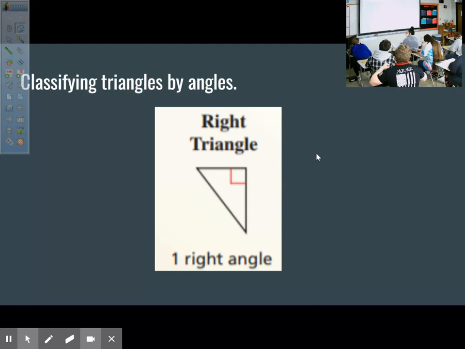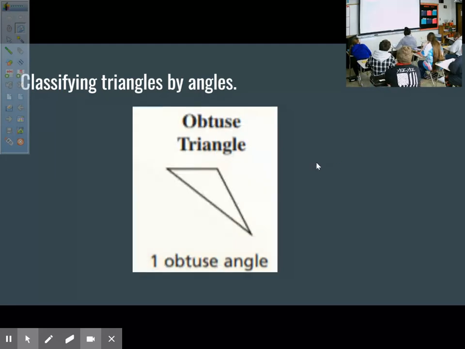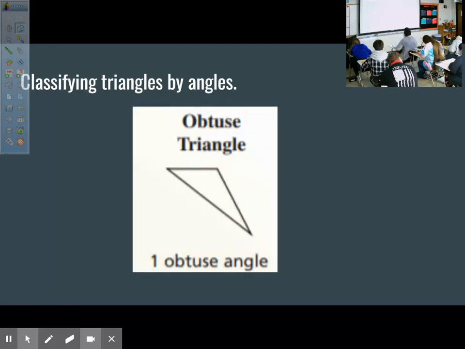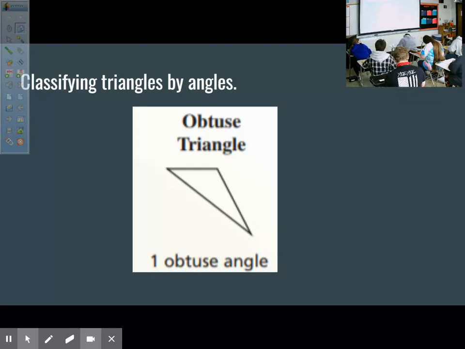All right, the next one, obtuse. An obtuse triangle has one obtuse angle. It can't have more than one. It can only have one, or else it won't be a triangle. What does obtuse mean? Bigger than 90. See that big angle? You can see easily that it's bigger than 90.